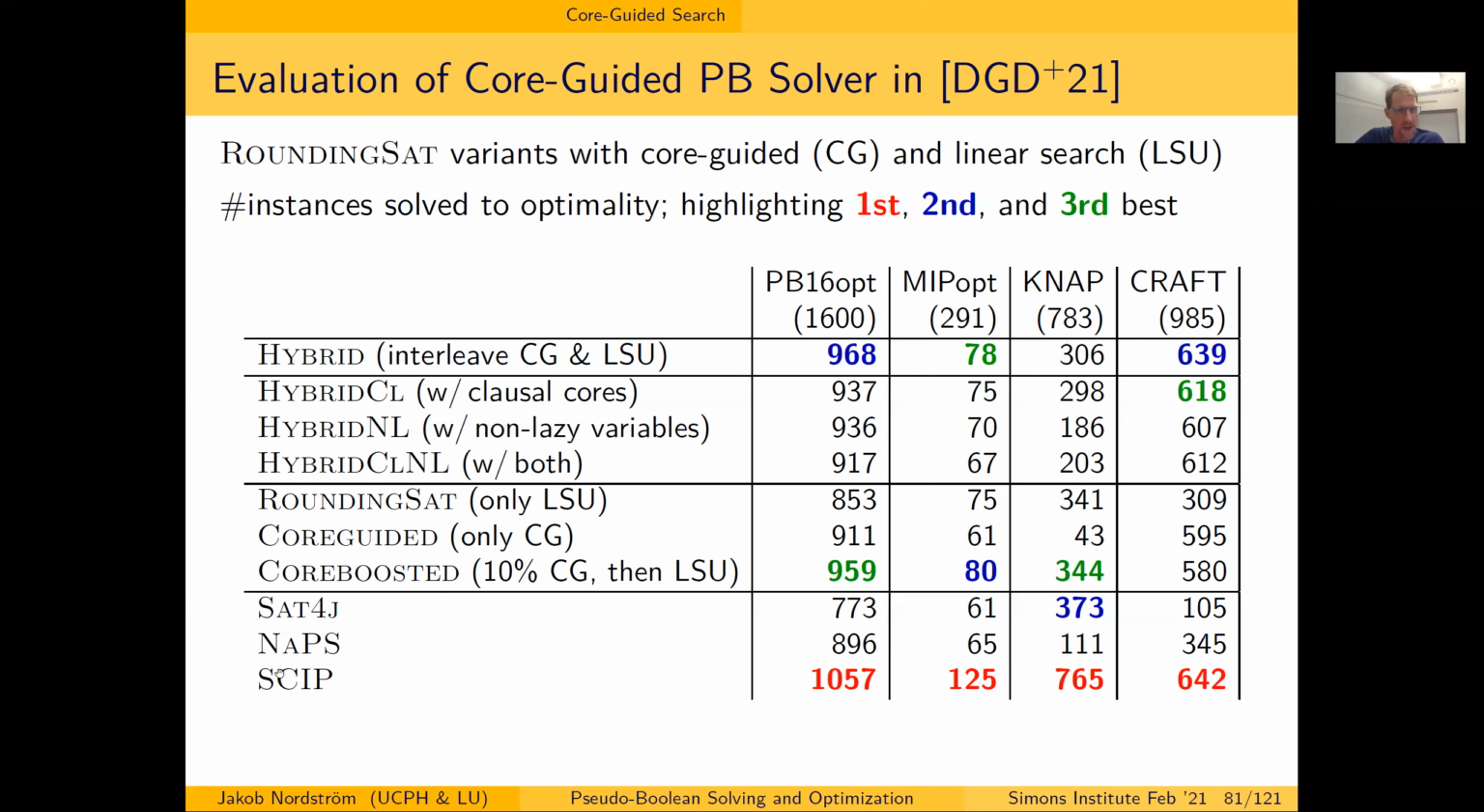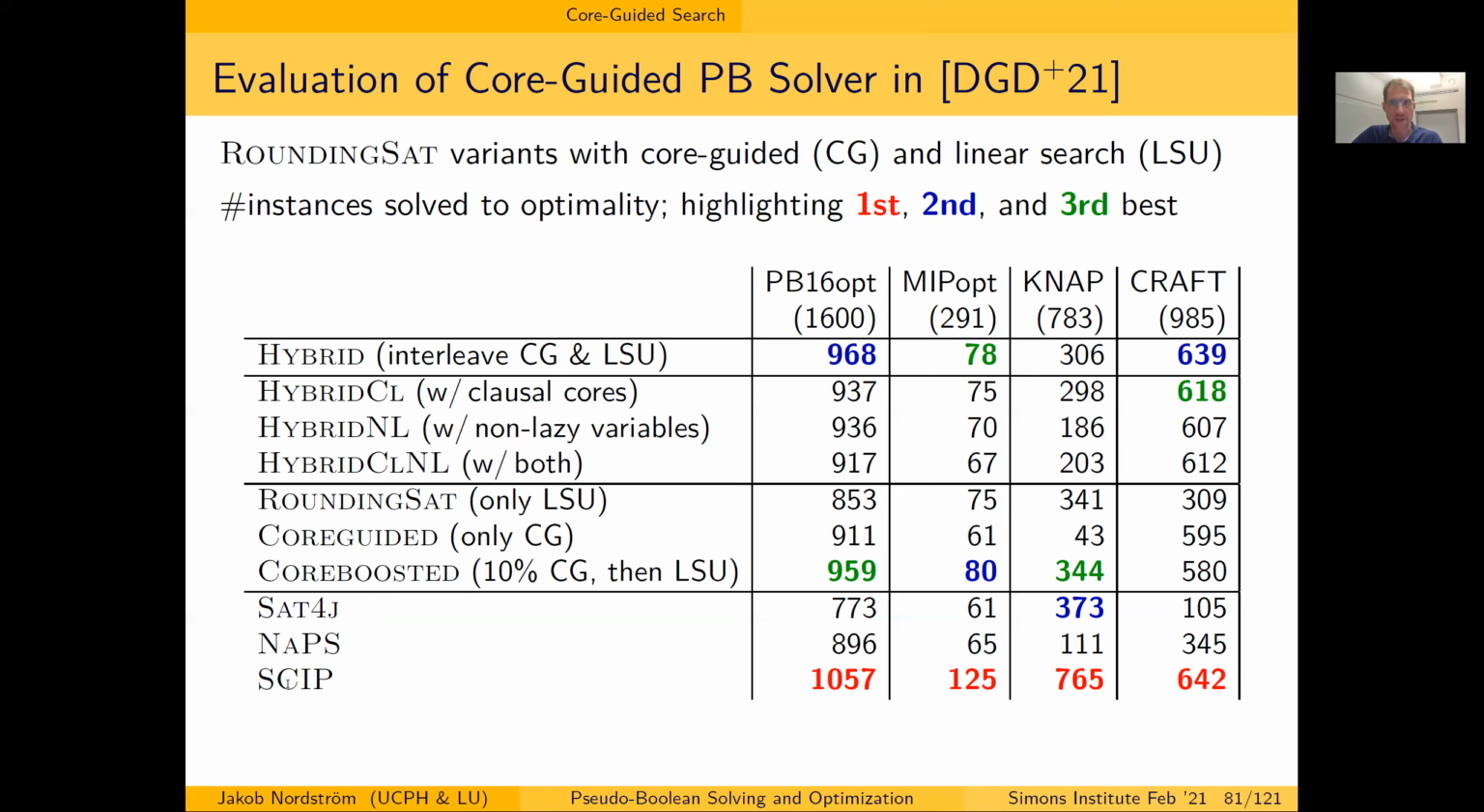And here somehow rounding set is not doing well. Now, finally, the sad part is that Skip is an academic MIP solver. It's not the best MIP solver, but it's the best non-closed source solver. And unfortunately, it beats the crap out of all Pseudo-Boolean solvers. So there's room for improvement here, and this is why you should also stick around for part 4 of this tutorial, where we'll talk a little bit about what solvers like skip do.